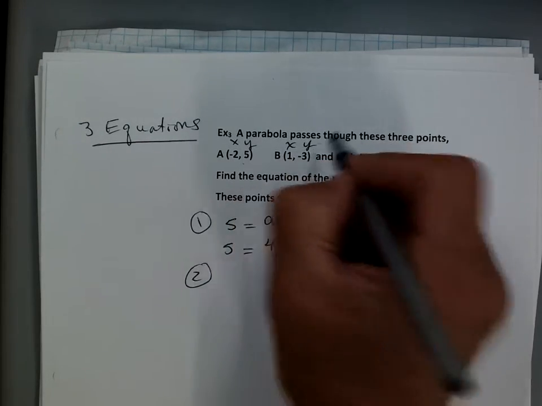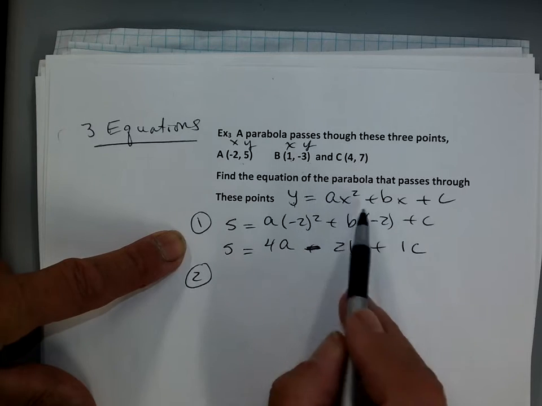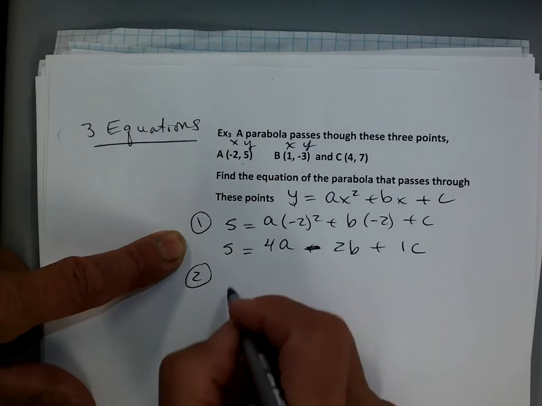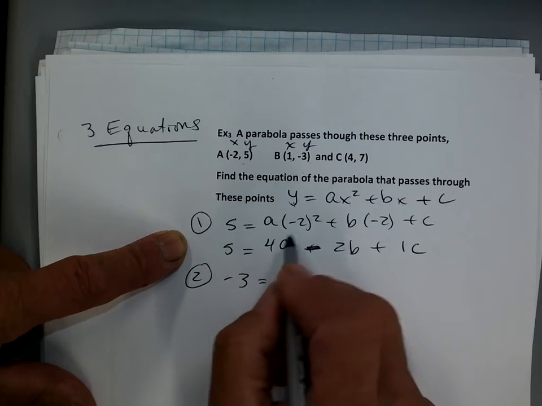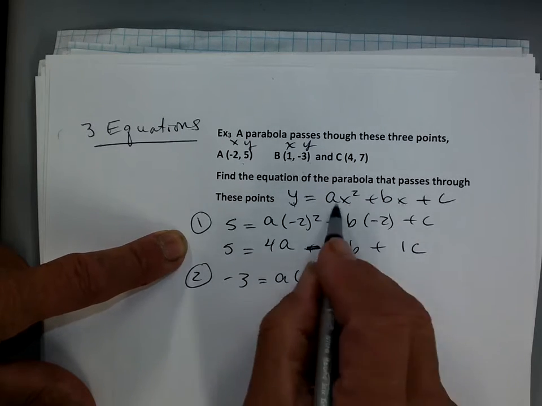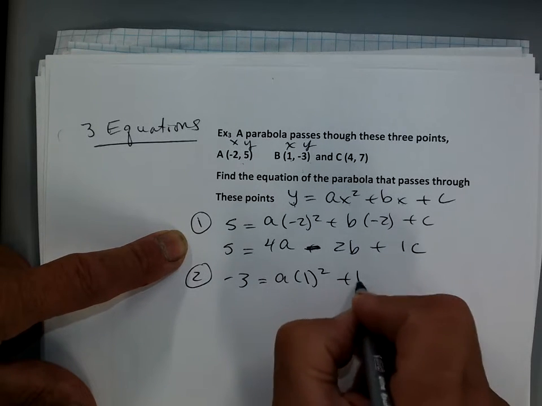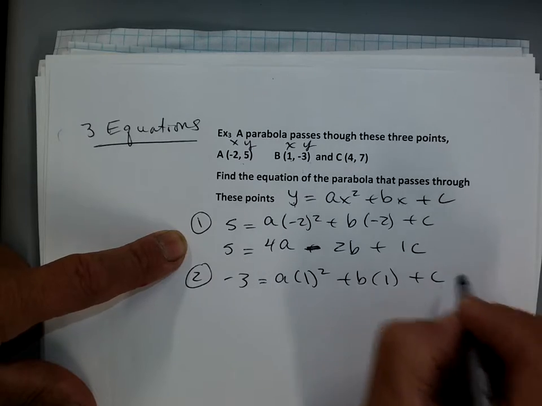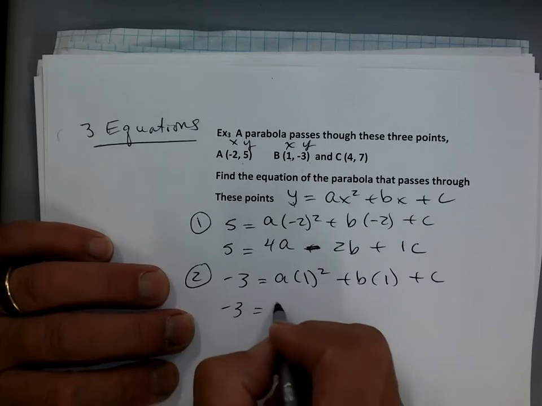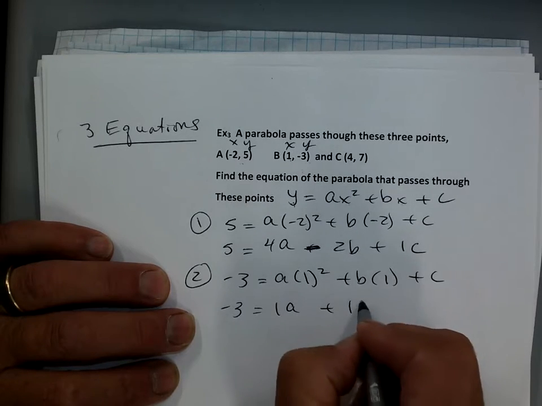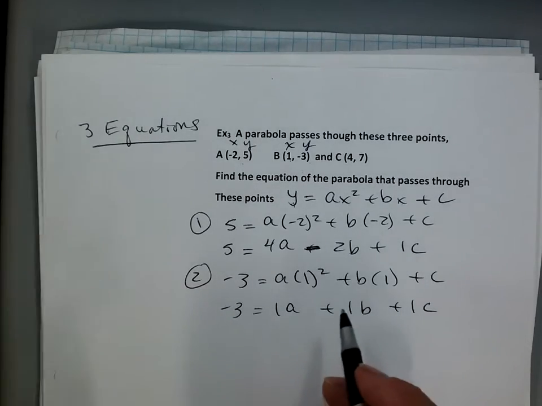X and y. I'm going to plug those in. So I'm going to plug my negative 3 in for y and my 1 in for x in both places. So equation 2 is going to be negative 3 equals a times 1 squared plus b times 1 plus c. Well, let me simplify equation 2. Negative 3 equals 1a plus 1b plus 1c. There's equation 2.